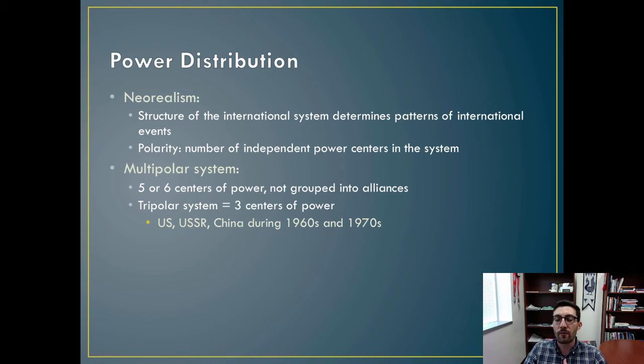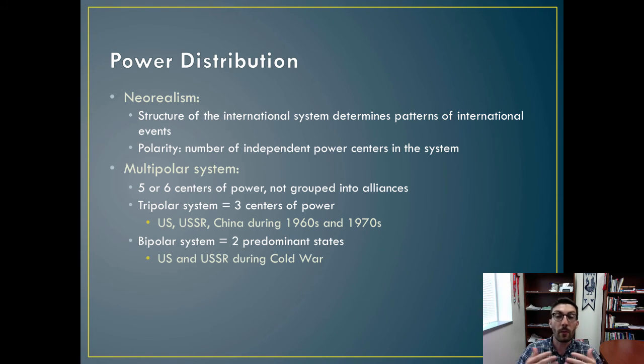And we haven't seen that for hundreds of years at this point, but a more recent system is a tripolar system in which there were 3 centers of power. And here, as I mentioned in the previous slide, you can make an argument that from the 1960s through the 1970s, the United States, the Soviet Union, and China functioned as this kind of tripartite system. The one that you are probably most familiar with is the bipolar system, in which there are 2 predominant states in the international system. And this is what we tend to think of when we think of the Cold War, right? The United States and its allies versus the Soviet Union and its allies, but the US and the USSR are really dictating what happens in the international system.